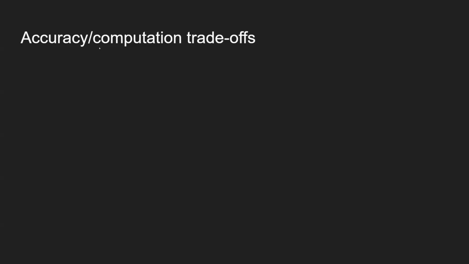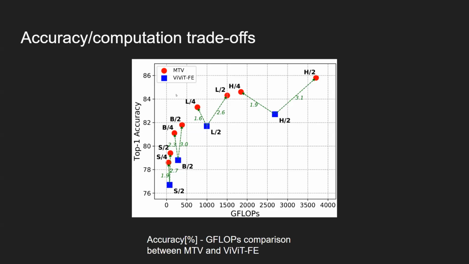So we will be starting with the accuracy and computation trade-offs. The authors have compared the MTV and the ViViT factorized encoder at every model scale on the Kinetics 400 dataset itself. The ViViT FE is using a tubelet size with a temporal dimension of t equals 2, because that's the one that the paper has used earlier. And MTV is using a tubelet size with temporal dimension of t equals 4, because with that they have achieved higher accuracy and fewer FLOPs have been used.